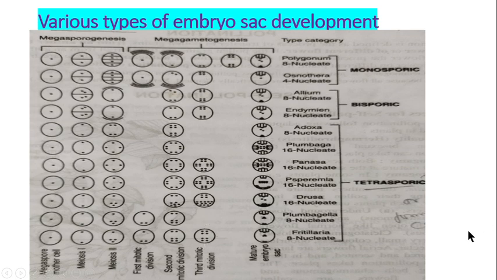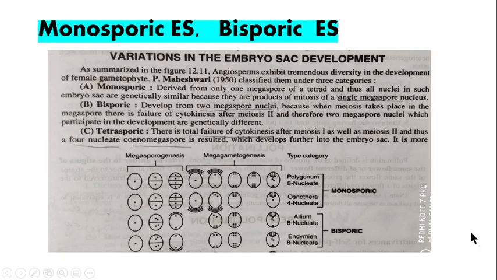Now, let us move to the next slide. Look, now we are talking about the first type, monosporic. And why is it monosporic? Because it is derived from 1 megaspore of the tetrad. Because we know the 3 degenerated and 1 remains functional, and all the nuclei in this embryo sac are similar because they are the product of the single megaspore.